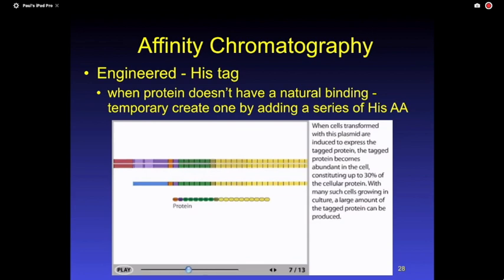And a lot of times what we do is we add a his tag. His tag is this. It is a small linear chain of histidines added to the end of the protein of interest. It also has a place where you can cleave it so that we can selectively get rid of it when we want to. But adding that series of histidines to the end of your protein will allow us to do a tagged purification or a modified affinity chromatography. All right, let me show you the animation.